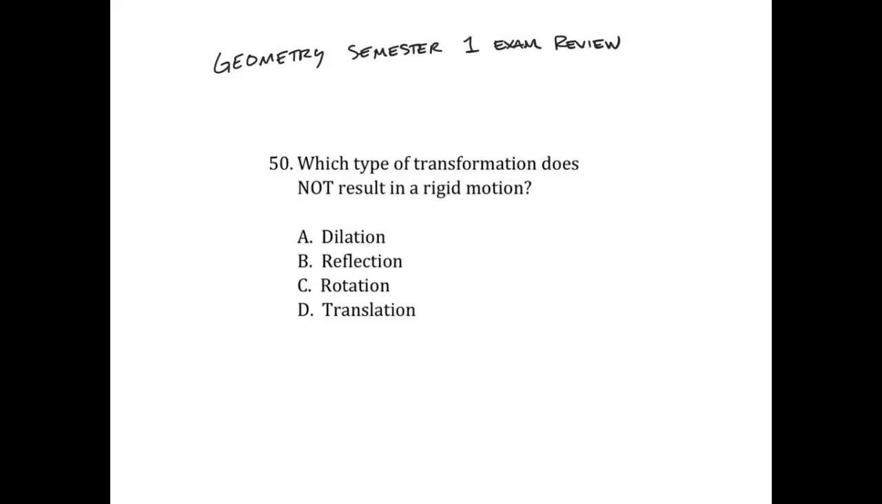Alrighty, question number 50 says, which type of transformation does not result in a rigid motion? Remember, a rigid motion is a transformation that keeps the same size and same shape. So those are transformations where the pre-image and image are congruent.